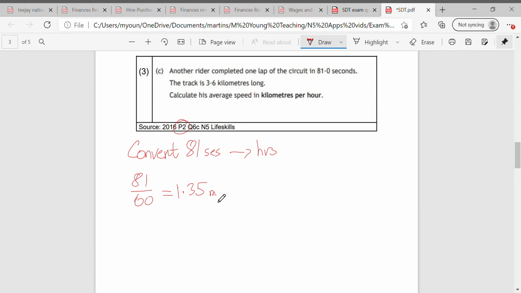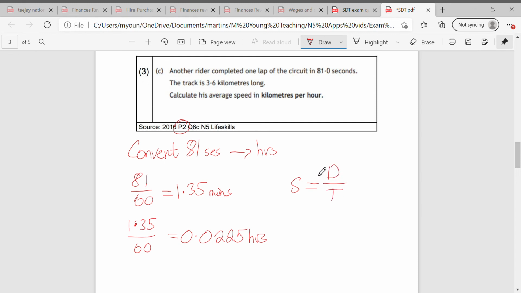And then you should be comfortable with how to go from minutes to hours. That's just dividing by 60 again, because there's 60 minutes in an hour. So it's 1.35 divided by 60, and it's 0.0225. And that's hours.